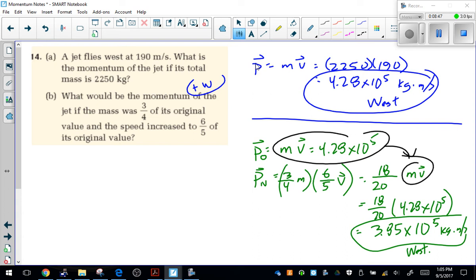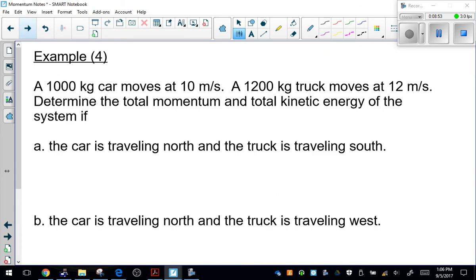Good. Do you want to do another question? Are you good, or do you need a little bit more time to work on that? Oh yeah, let's take a look at another example. This is example number 4, and this is on the example handout that I gave you last week. It's the last one at the bottom of the page.